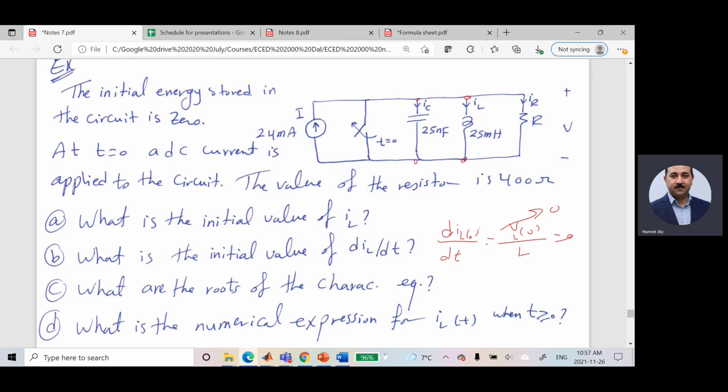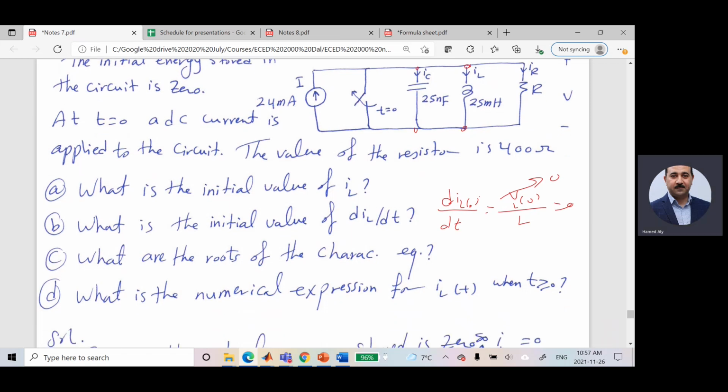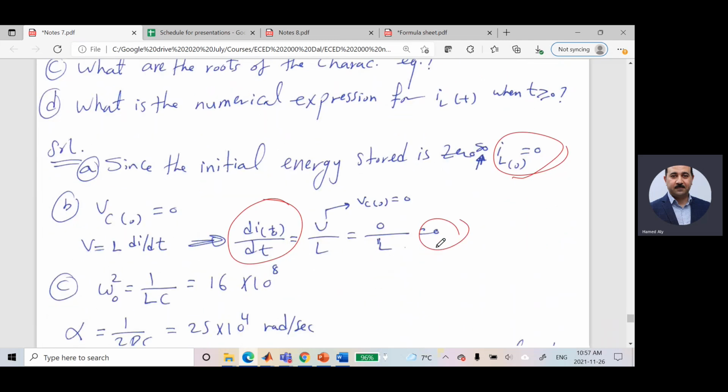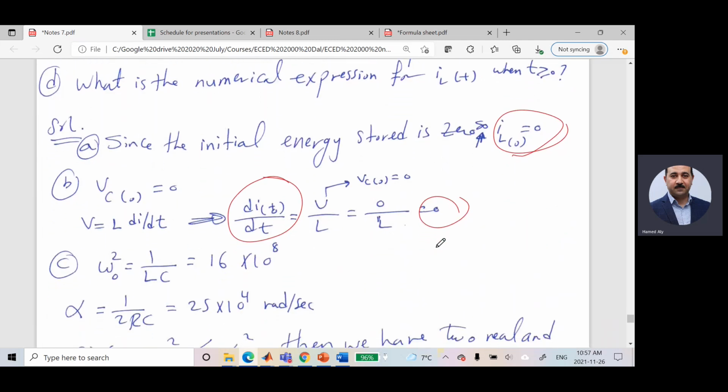Then I asked you after that, what are the roots of the characteristic equation? I have to find alpha and omega. So here, this is what I did. I found iL and I found diL of 0 by dt, which is equal to 0. Then for the roots, I have to find alpha and omega. Omega squared is equal to 1 over LC, which means omega squared is equal to 16 times 10 to the power 8, and alpha is equal to 1 over 2RC, which is equal to 25 times 10 to the power 4.